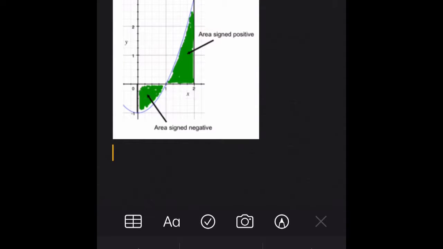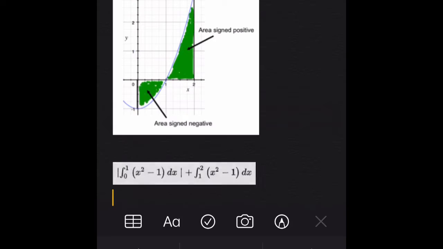We know the area under the x-axis from 0 to 1 is negative, so we must place this in absolute value bars. And then we add this to the area from 1 to 2, and this doesn't need to be placed in absolute value bars because it's already positive area.